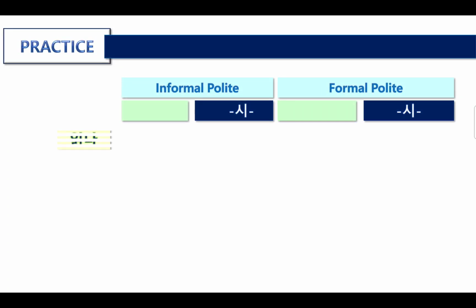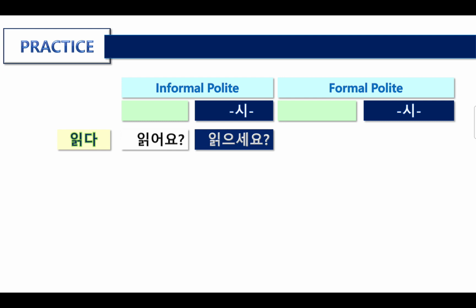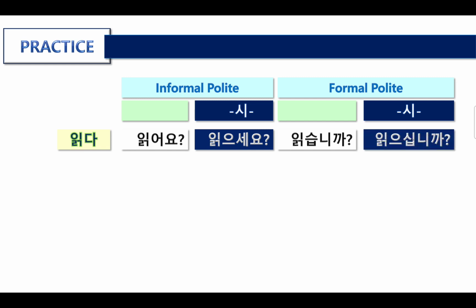So let's practice. 읽다, to read. Informal polite, 읽어요. And with 시, 읽 has 받침, so 으세요, right? So 읽으세요. How about formal polite? 읽 has 받침, so 읽습니까? And with 시, 읽 has 받침, so 으십니까, 읽으십니까? Do you read? 읽으십니까?